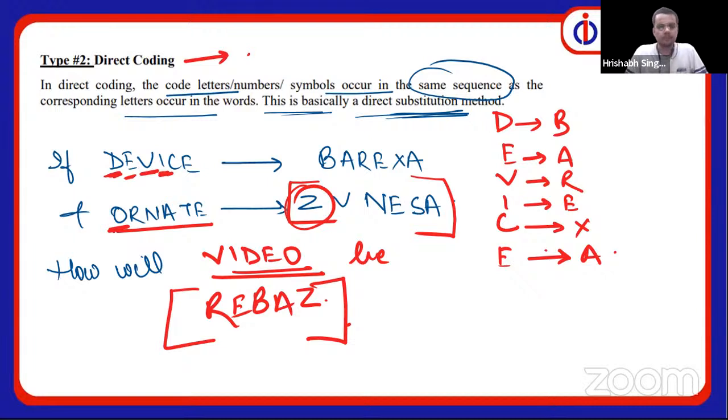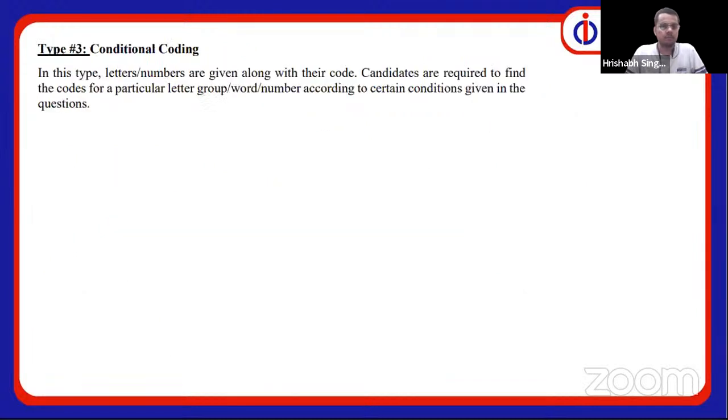ठीक है. Now let's move forward to the third type, conditional coding. Here conditional coding can be of any type. Any condition can be put.